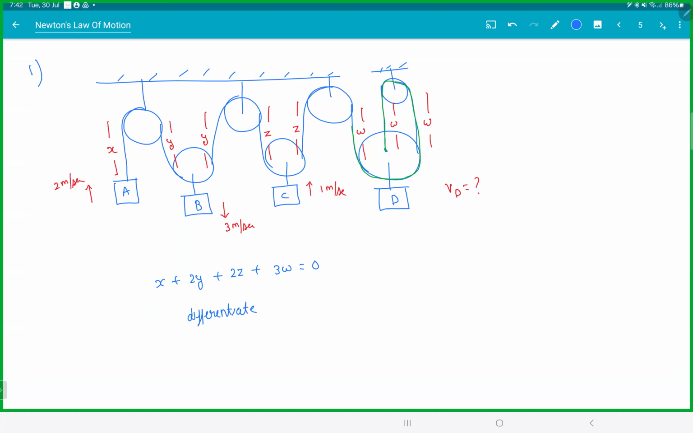Keep it simple, like assume all are going up or all are going down. So differentiate. This will be VA plus 2 times VB plus 2 times VC plus 3 times VD is equal to 0. A is going up, so plus 2. B is going down, minus 3. C is going up, 1, and this is 3 times VD. How much is this? 2 minus 6 plus 2, that is 4 minus 6. So VD will be 2 by 3 meters per second. I'm getting a positive sign, which means it is going up.